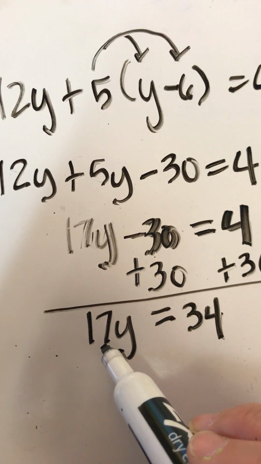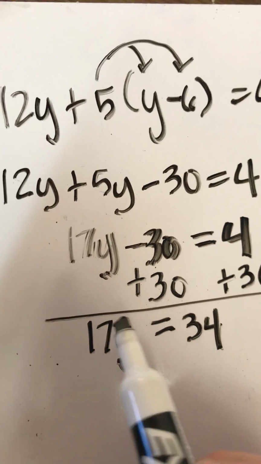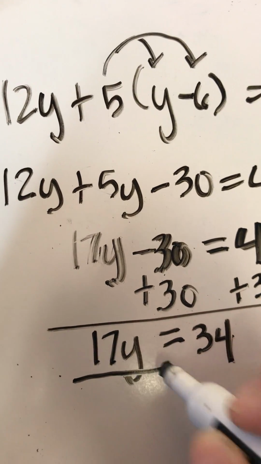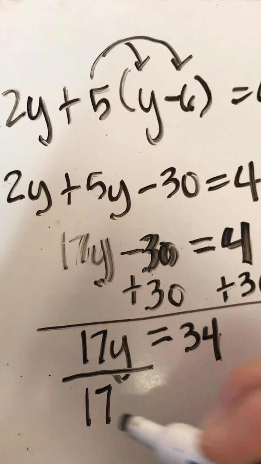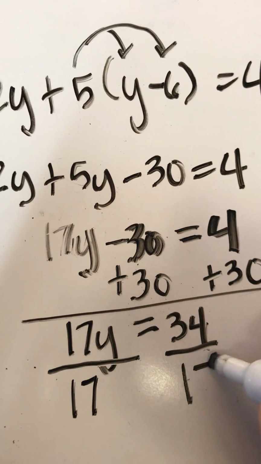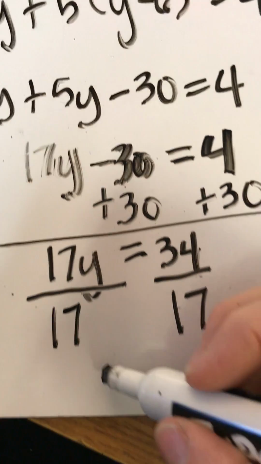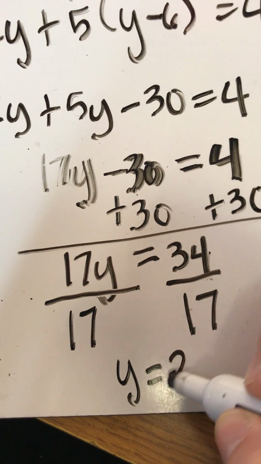Last step, we want 17y to become just y. 17 is attached to y by multiplication. The inverse or opposite of multiplication is division. So if I divide by 17 on this side and I divide by 17 on this side, I'm able to isolate my variable, and my final answer is y equals 2.